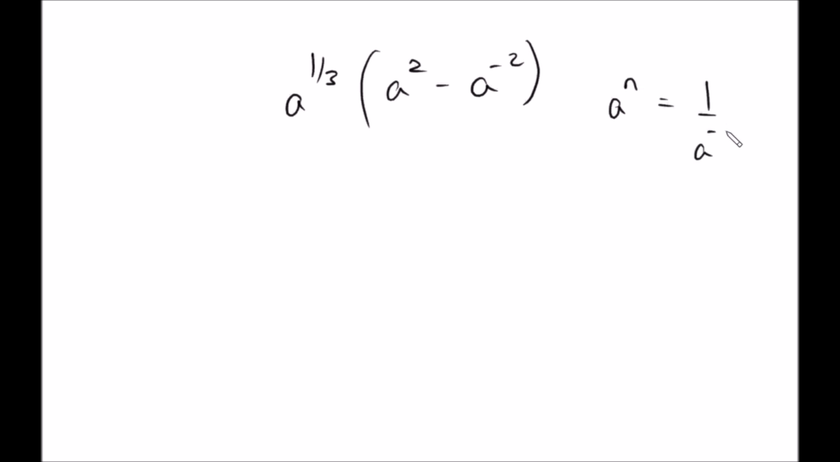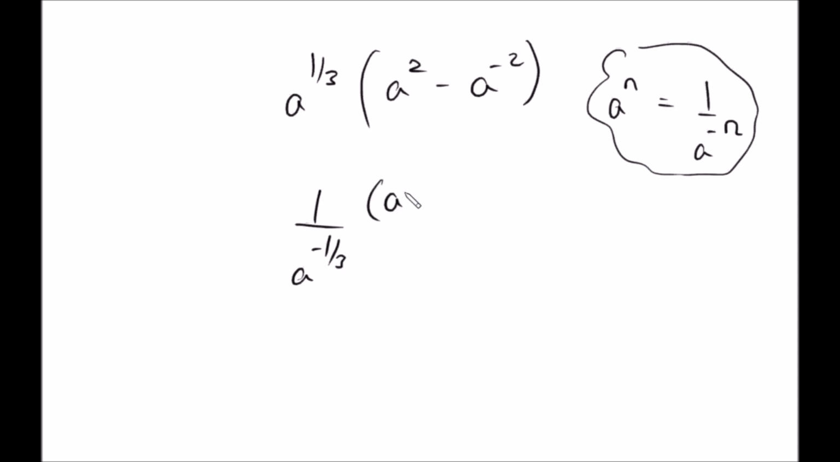So we have reached here, we said a power 1 over 3, so we have a squared minus a power negative 2. But remember we said a power n is equal to 1 over a power negative n. Here it is. So a power 1 over 3 is equal to 1 over a power negative 1 over 3. So a squared minus a power negative 2. So when I multiply there, I remain with a power 2.